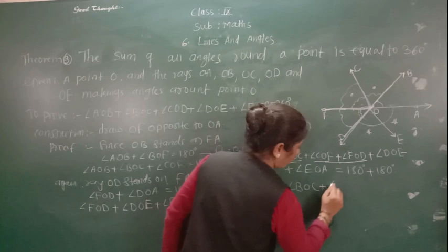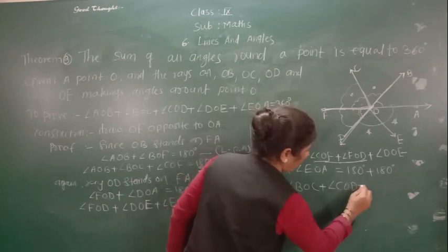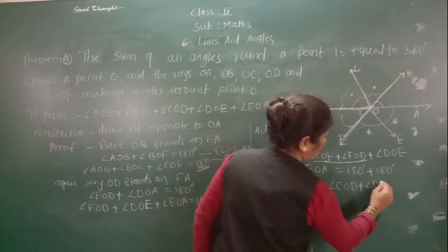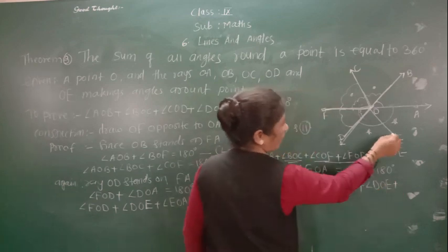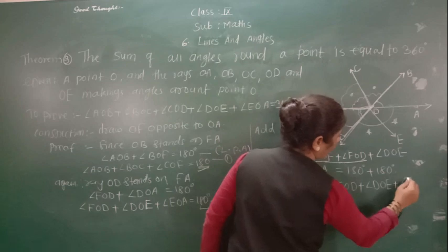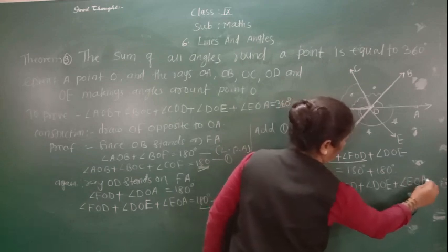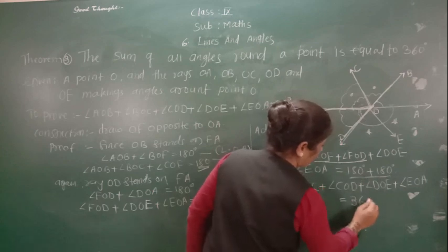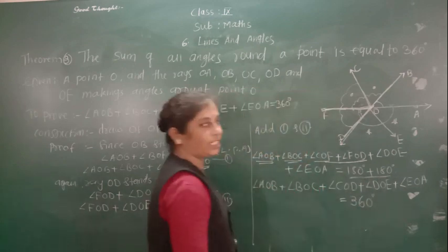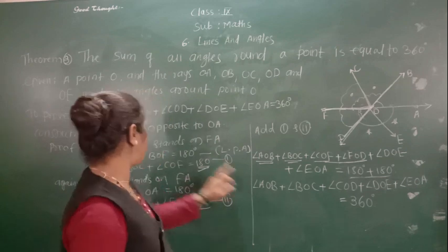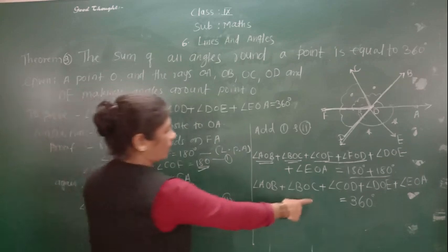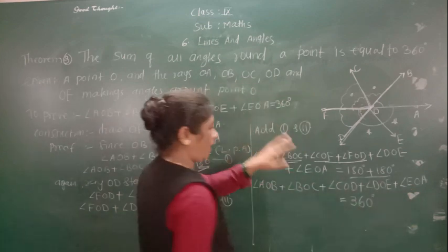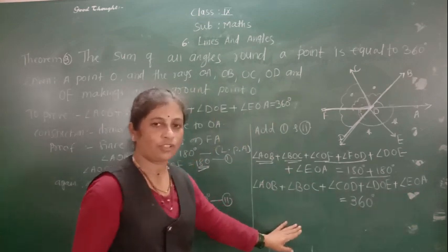So angle COD plus angle DOE as it is, plus angle EOA is equal to 180 plus 180, how many? 360 degrees. Okay, and this only we have to prove, that angle AOB plus angle BOC plus angle COD plus angle DOE plus angle EOA equals 360 degrees. Understood everyone?